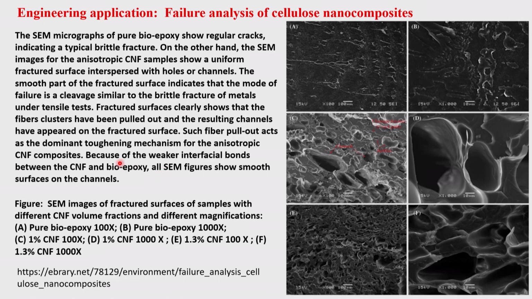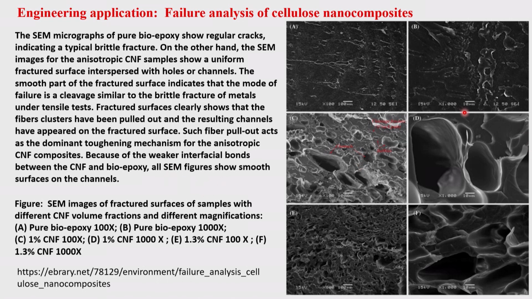Because of the weaker interfacial bonds between the CNF and bioepoxy, all SEM figures show smooth surfaces at the channels, and the same thing at a higher level of carbon nanofibers. You can see that, very nice. All those carbon nanofibers are well spread, and they form some kind of system which provides strength to this composite, and this is also because the interactions between these fibers and the polymer matrix are somewhat weaker interactions.